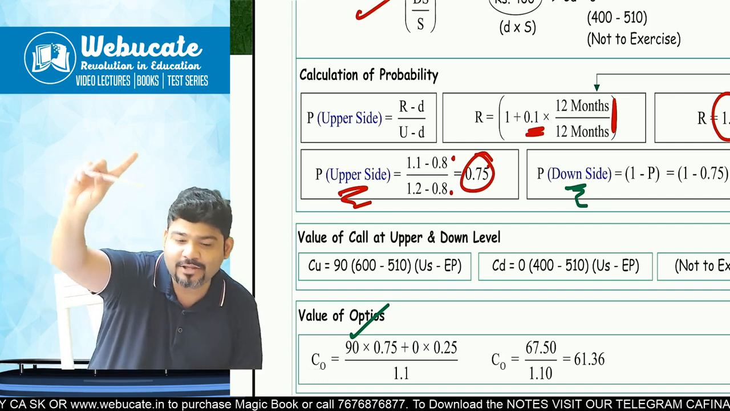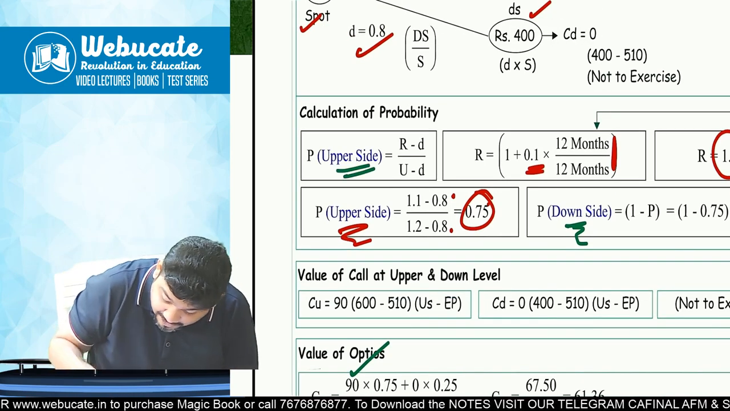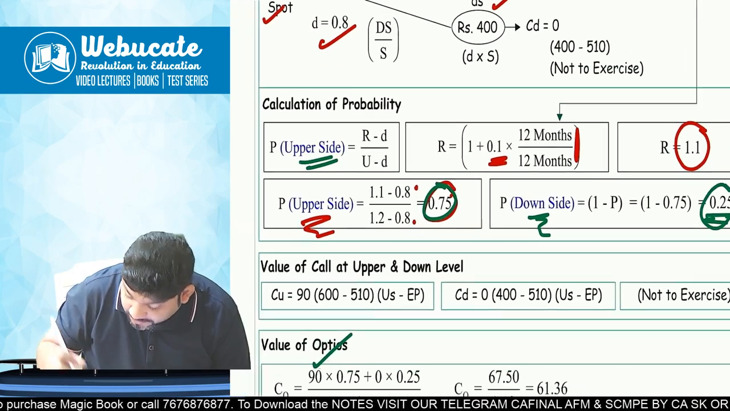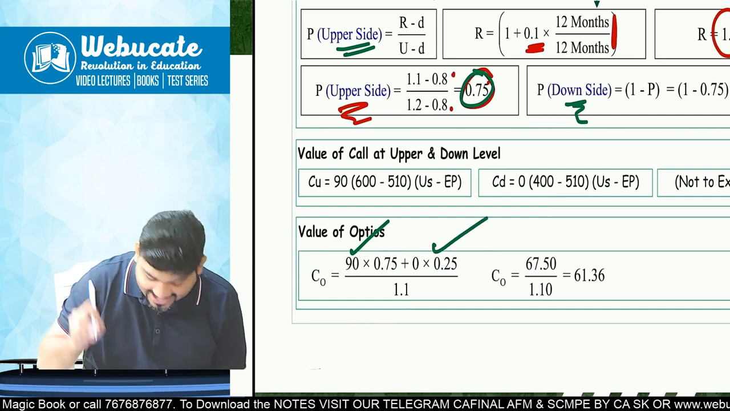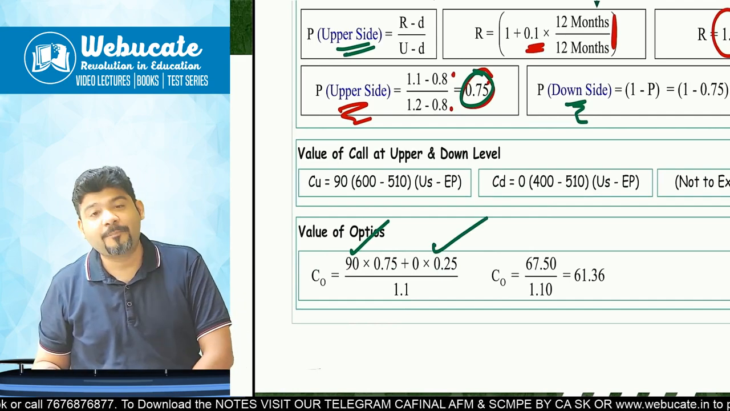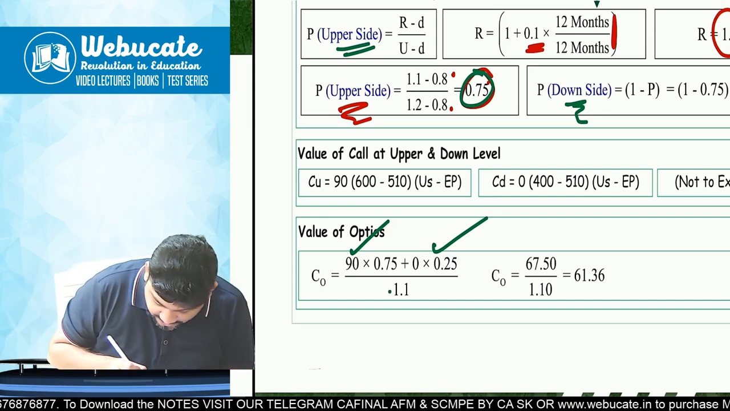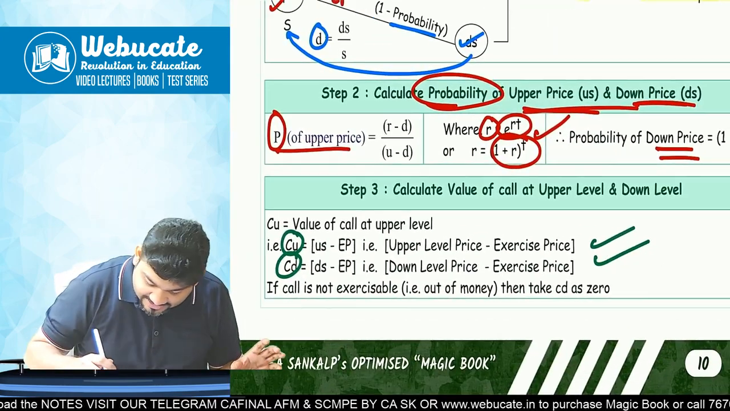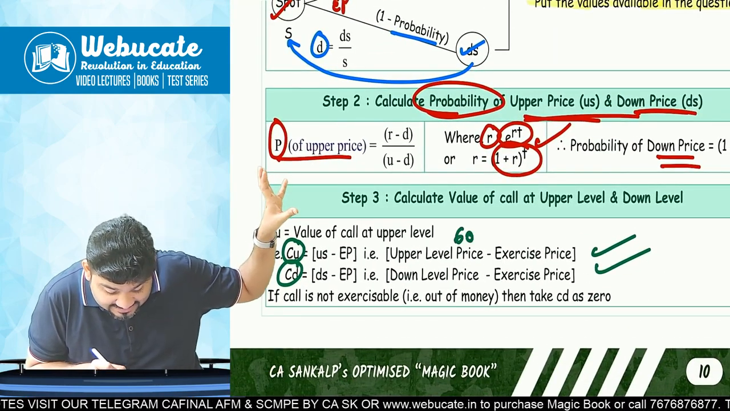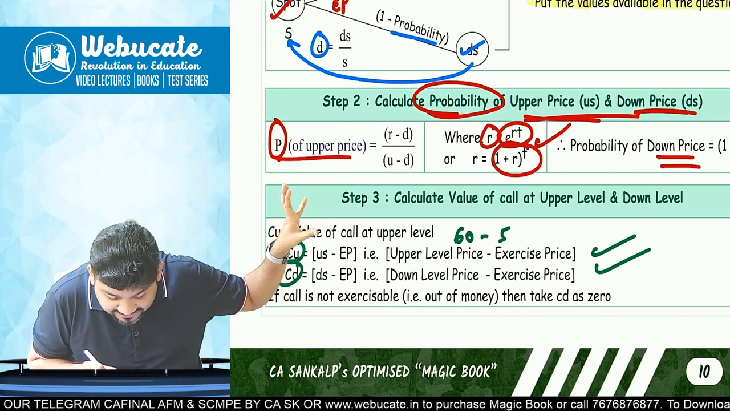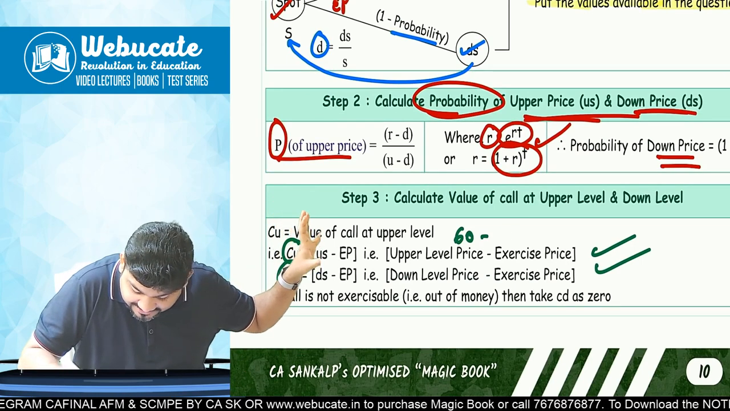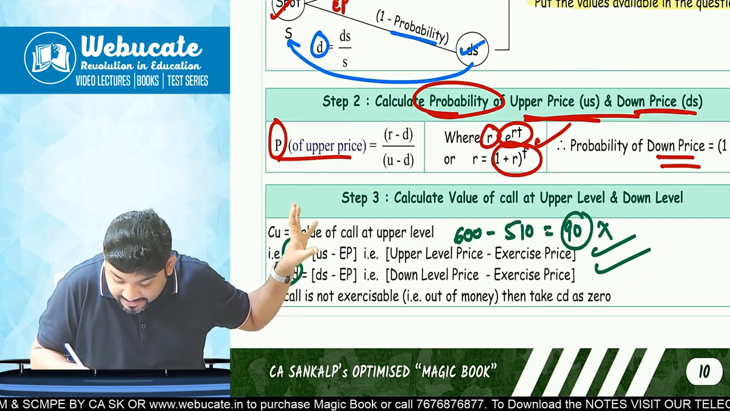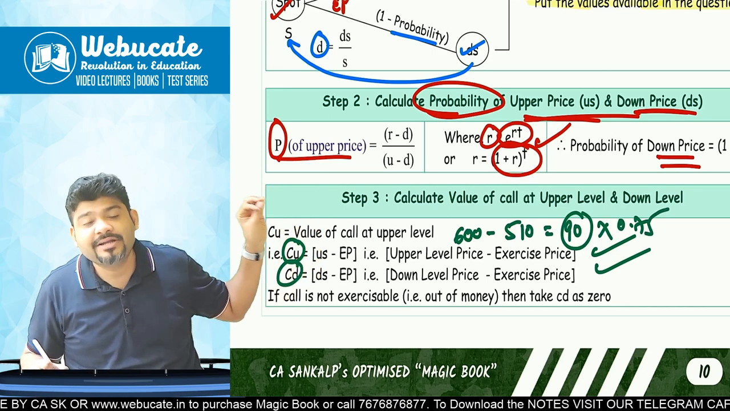At 90 rupees profit, can I say at upper side, probability is 0.75. At downside, probability is 0.25. So plus 0 into 0.25, upon 1.1 to bring it at the present value. This is the value of call. See here, this is what they were trying to explain here. Upper level price 600 minus exercise price 510, 90 into probability of this happening 0.75.